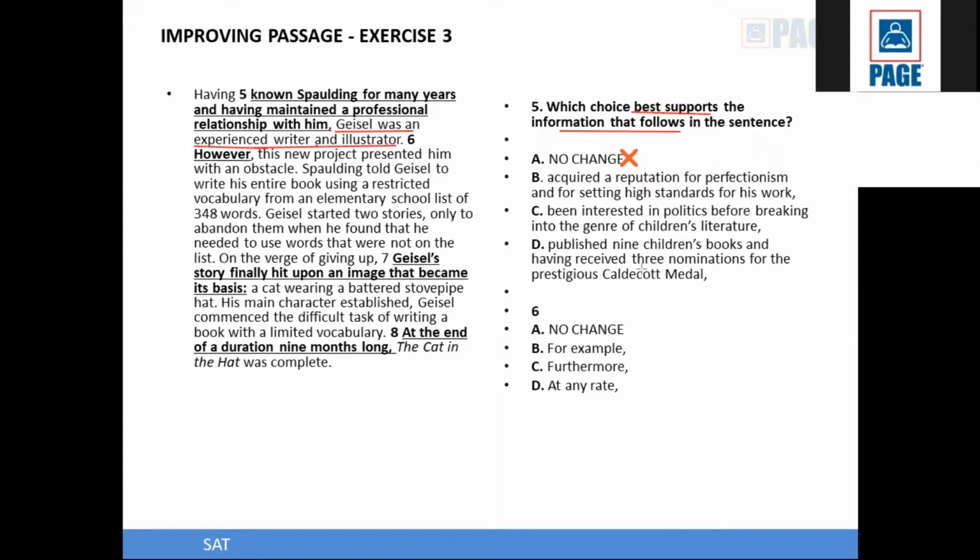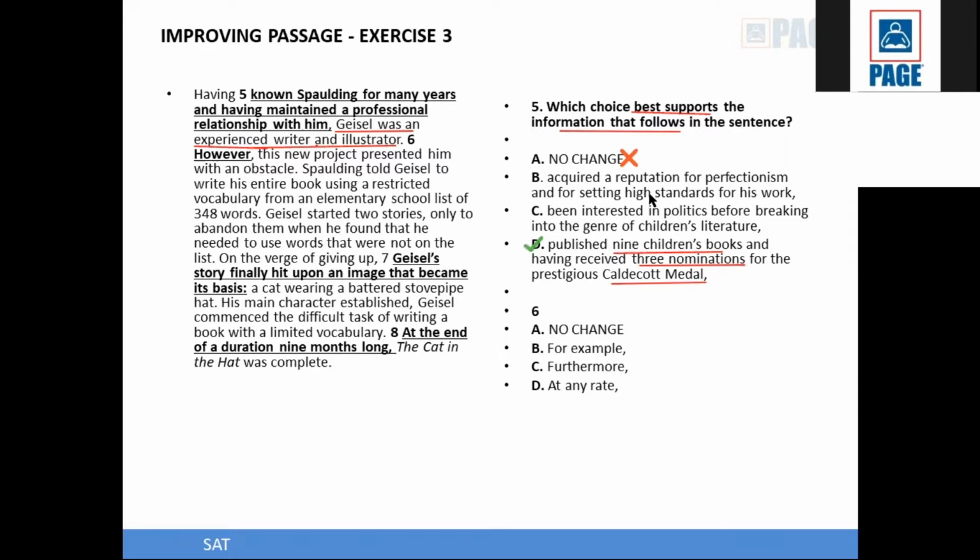Here in the D option, they have given, he wrote 9 children's books, and he got 3 nominations for the prestigious medal. So that shows that he must be an experienced writer. Writer is book. This one medal is for illustrations, so drawing. So these two actually talk about him being an experienced person. So the answer should be D.